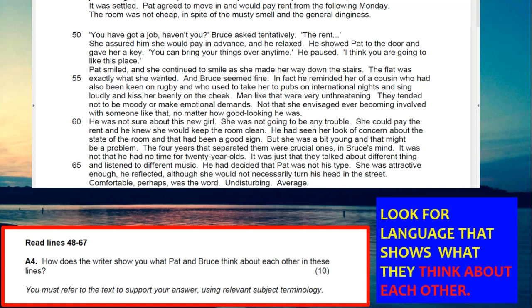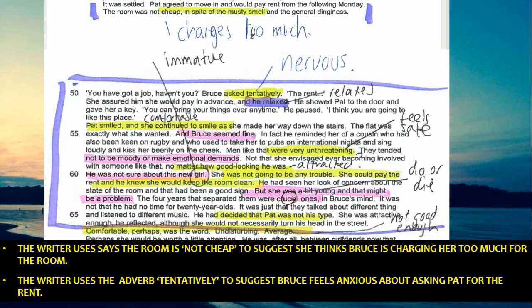So our question is, how does the writer show what Pat and Bruce think about each other in these lines? Use terminology. You should be looking for language to show what they think of each other. So pause the video, have a read, and see if you can pick out 9 or 10 things that you might think show what they think about each other. So here's my extract.